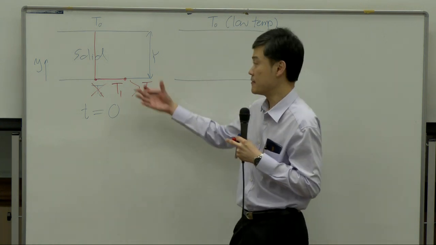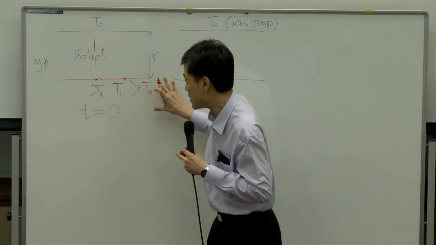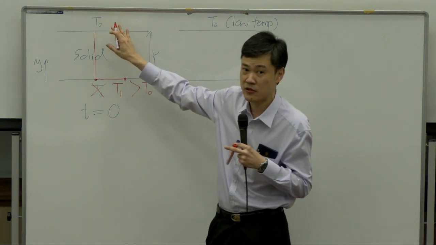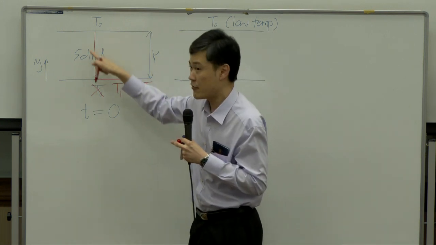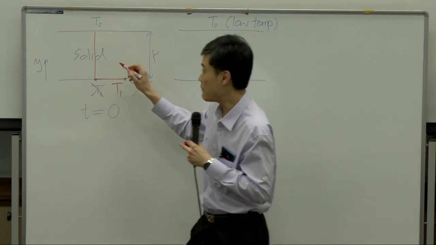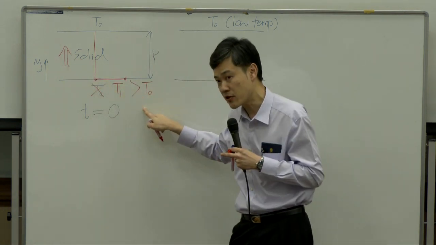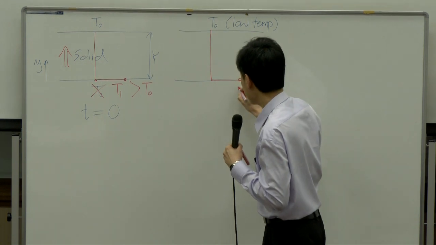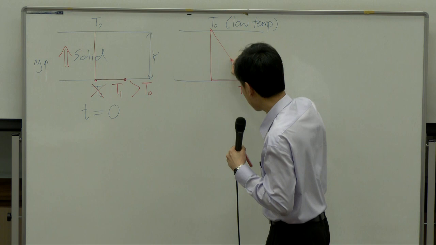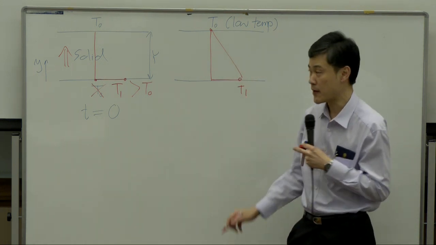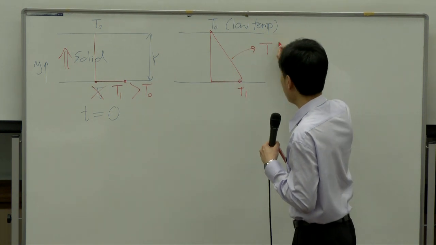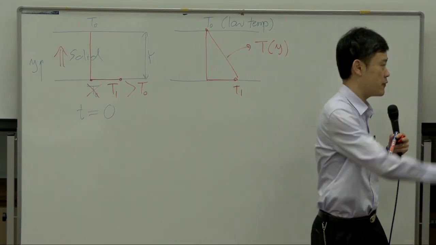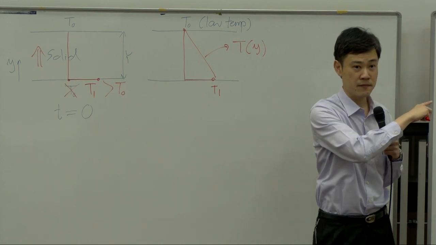okay? And you can imagine that, of course, if you keep this part at a constant temperature T1 and keep the upper part at a constant temperature T0, eventually this area should be higher in temperature. So there'll be flux of energy moving from the high temperature region to the low temperature region. And at steady state, you can plot the temperature profile. This is T1, this is T0, and the temperature profile would be linear, okay? So this line is basically temperature as a function of position, or temperature profile, in the same manner as what we discussed in momentum transport, okay?